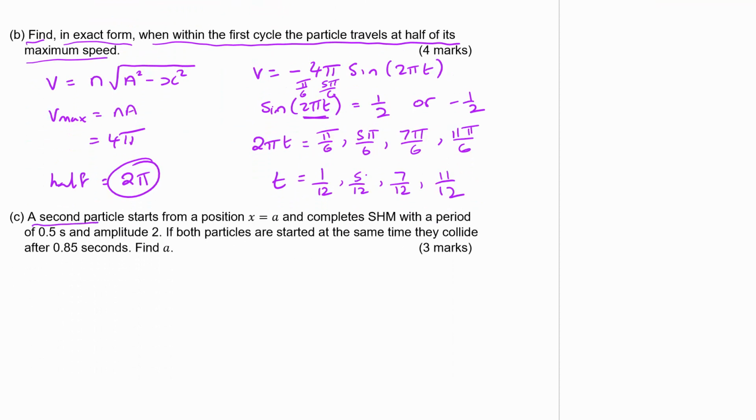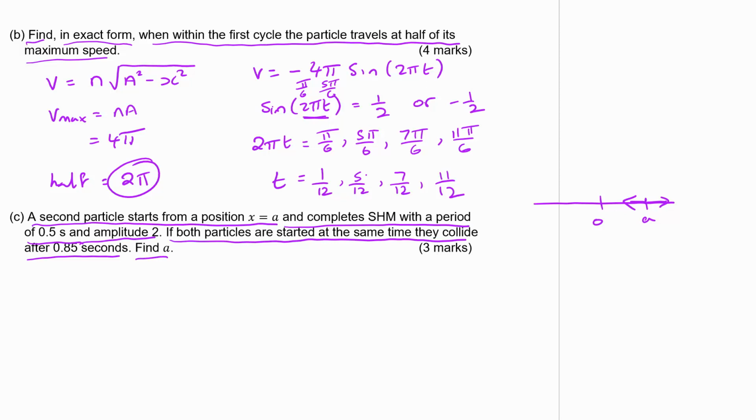A second particle starts from a position x equals a, here, and completes SHM with a period of 0.5 seconds and amplitude 2. If both particles are started at the same time, they collide after 0.85 seconds. Find A. So this particle is going backwards and forwards about this point A.